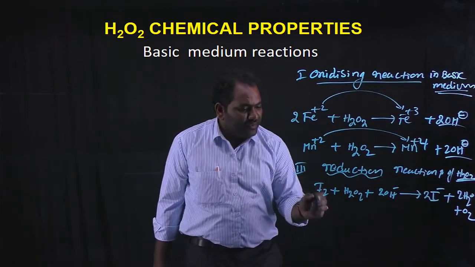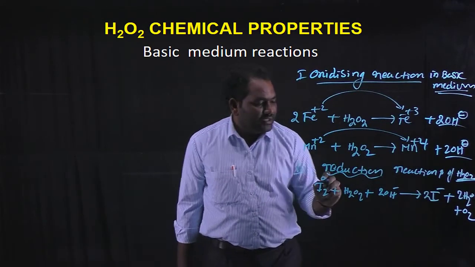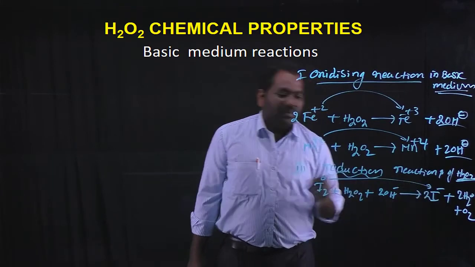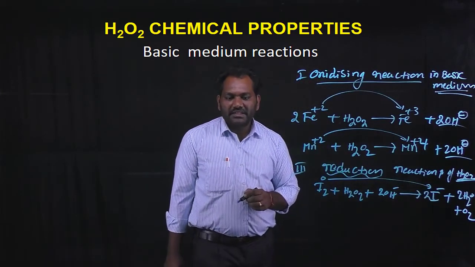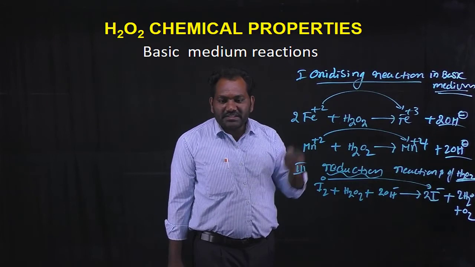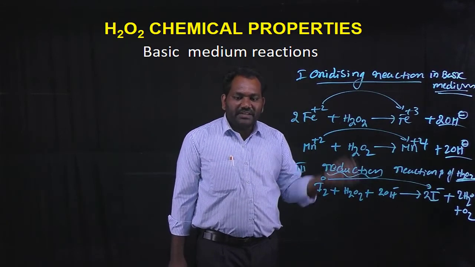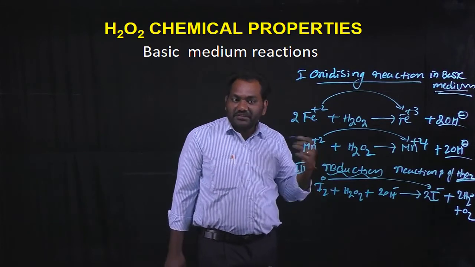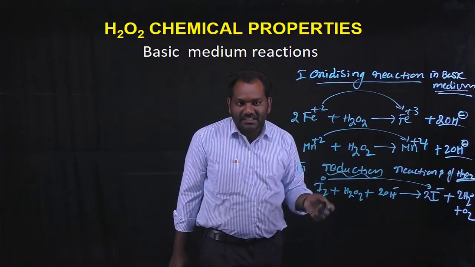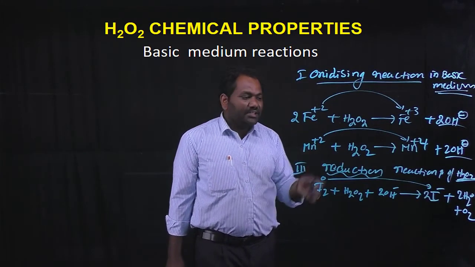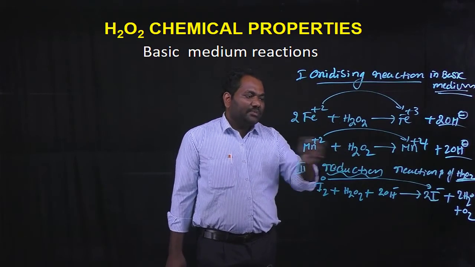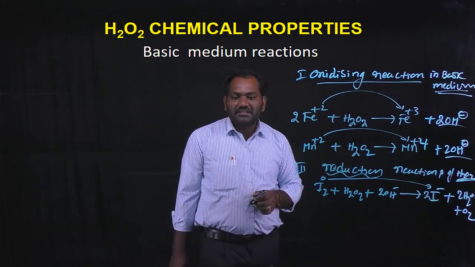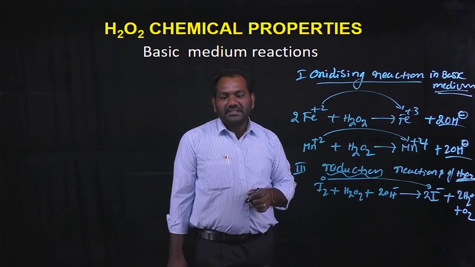Here I2 goes from the 0 state to the minus 1 state. It means the oxidation number is decreased. 0 to minus 1 means its oxidation state is decreased. That's why this reaction is considered a reduction reaction, and it takes place in basic medium.